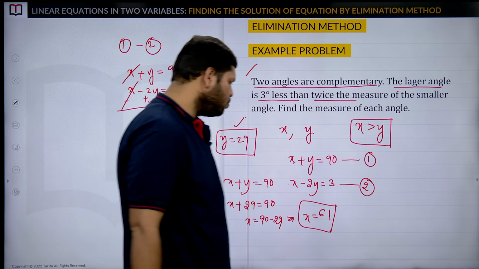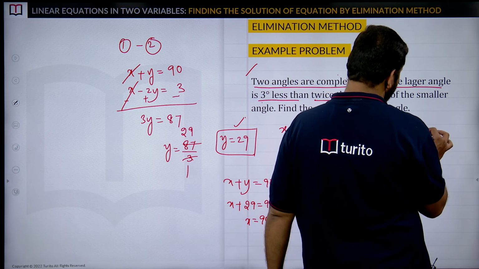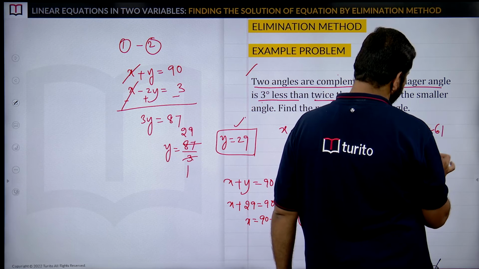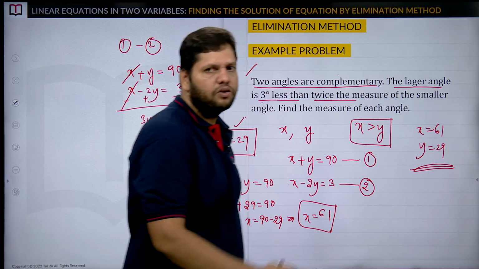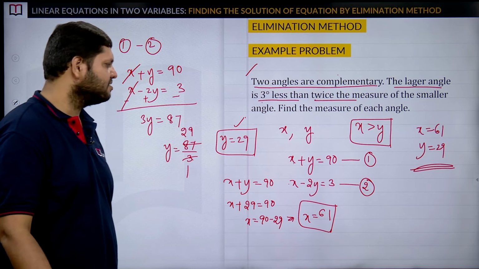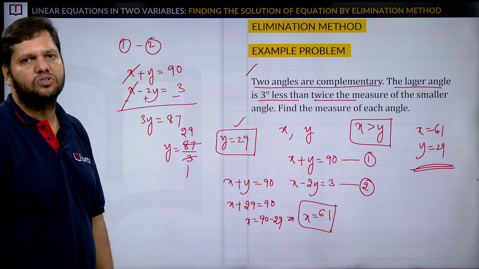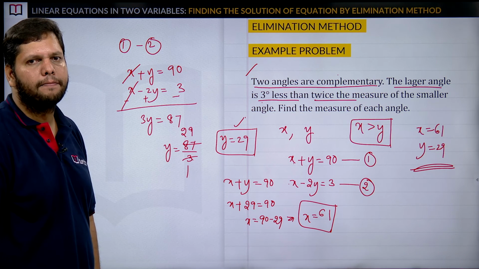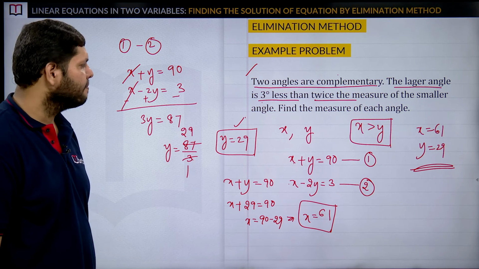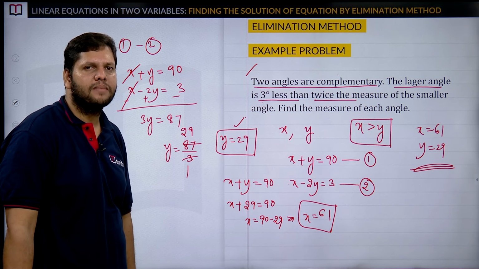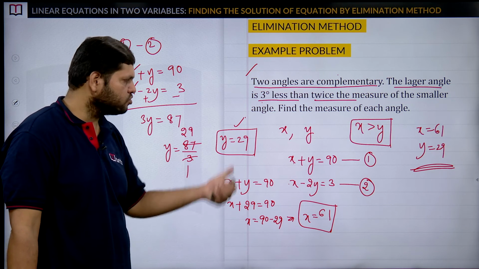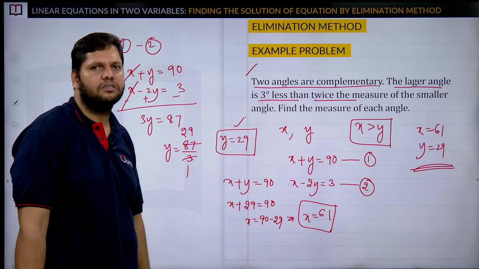So these are the what? Two angles. One angle is equal to 61, and another angle is equal to 29. So that is the solution, children. I hope you understood this question. This question is very simple, children. Are there any doubts, children, regarding this question? Just look at the solution and see how we are solving all the steps one by one.